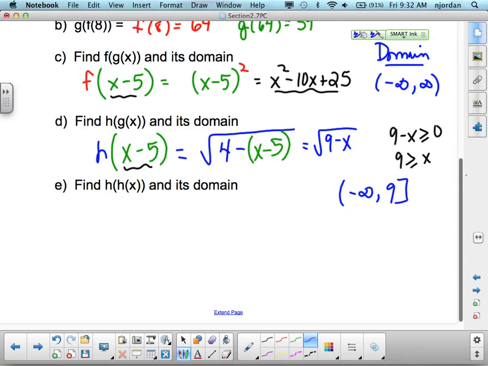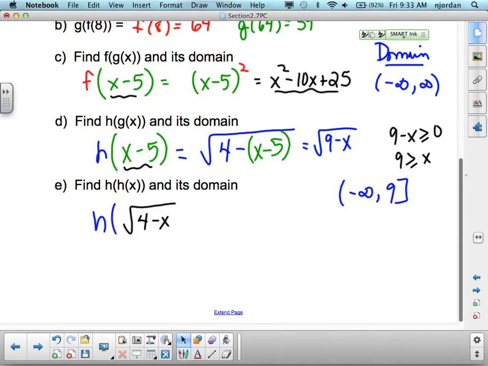Now, you can also substitute a function back into itself as well, and that's what we're doing in the last statement here. Find h of x, and then its domain. Now, this domain is a little bit trickier to do. So what we want to do is take the blue function and plug it back into itself again. So let me distinguish here between the colors again. This blue function was the square root of 4 minus x.